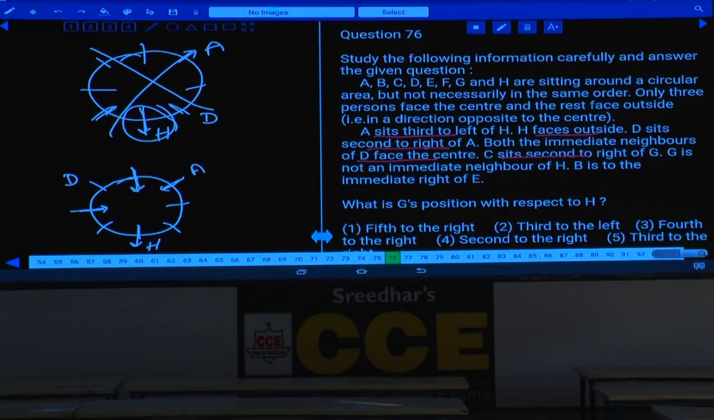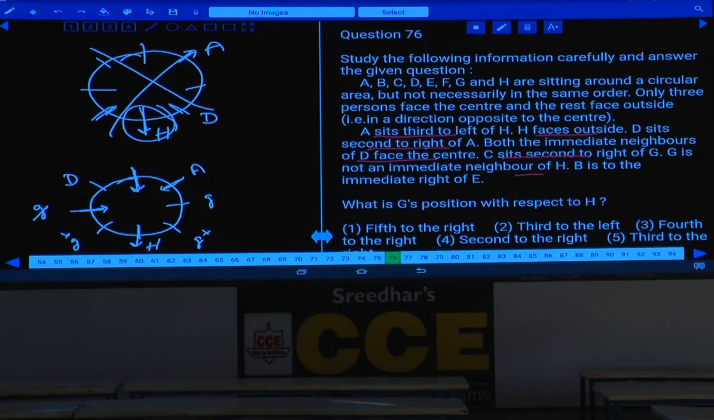And C sits second to the right of G. C is seated second to the right of G, and G is not an immediate neighbor of H. As G is not an immediate neighbor of H, G cannot be in these 2 places. G cannot be here, and G cannot be here. And G can be either here or here, isn't it? And G is not an immediate neighbor of H, and C sits second to the right of G. Now if G is at this place, then C sitting second to the right of G is not possible, because H and this C must be in the same place, hence G cannot be here.